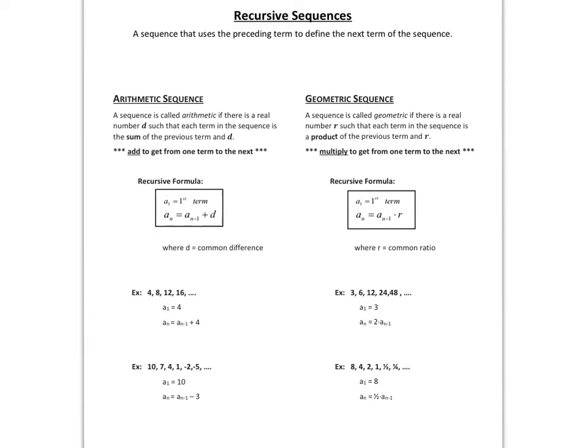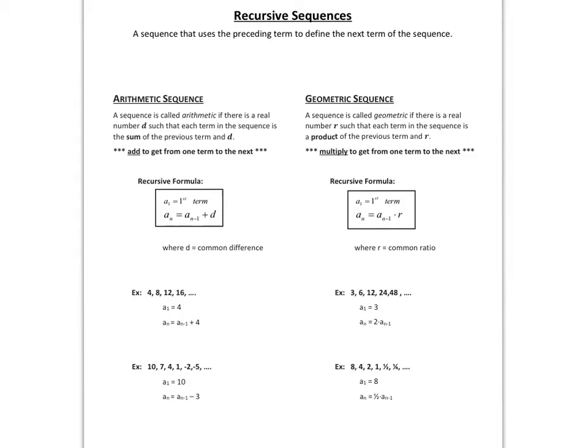Now, a recursive sequence is a sequence that uses the preceding term to define the next term in the sequence. So what that means is a sequence is just a bunch of numbers listed out. And a recursive sequence uses the term before it to help you find whatever the next term is going to be.